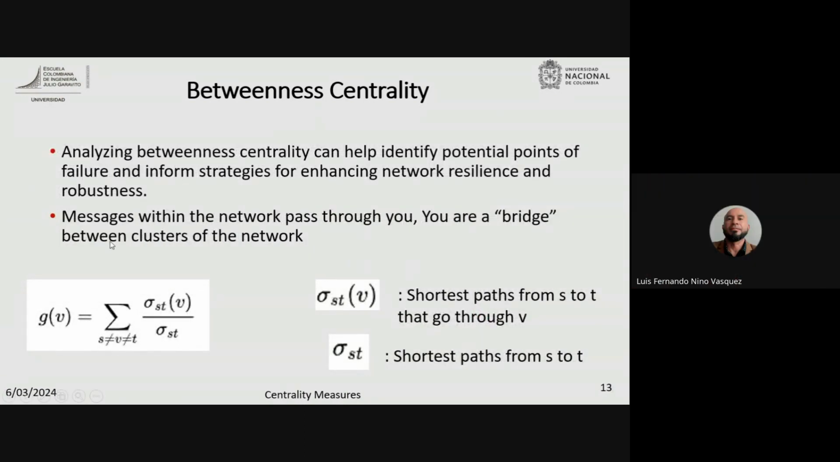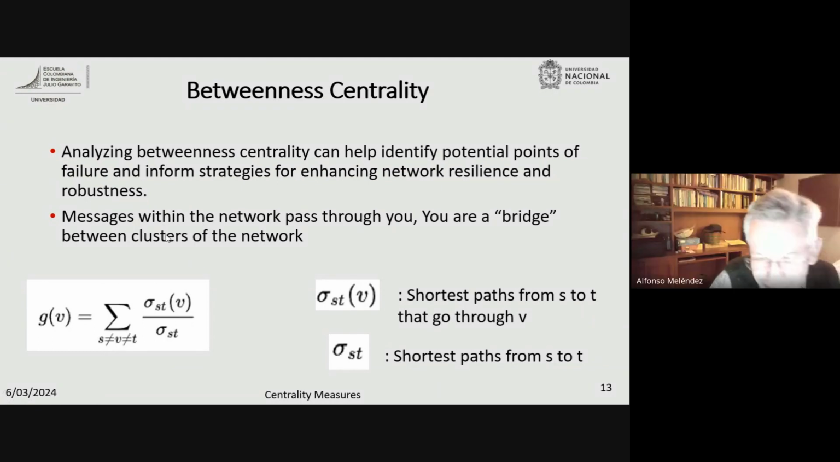I think the intuition is clear, but let's go to the math. Okay. We have here a node B, and we're going to calculate the betweenness centrality of this node.